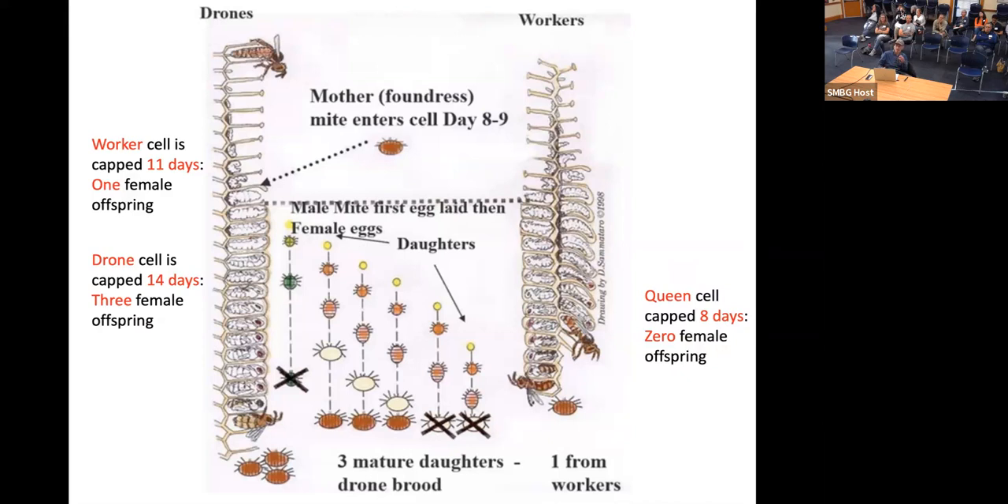And this is just a reworking. The queen lays the egg. The development occurs. The mother mite enters the cell. And in the drone, you can get 3 coming out. In the worker, you get 1. And the queen isn't capped long enough to produce any mites. So that's the story.